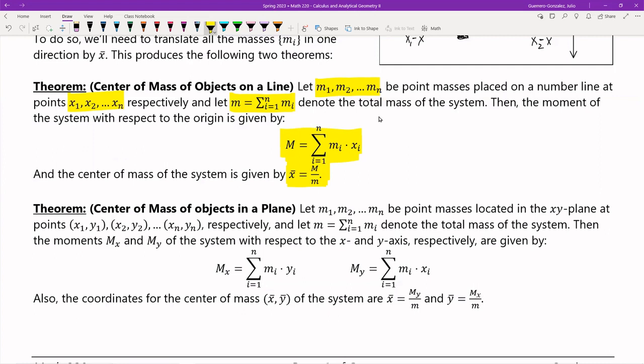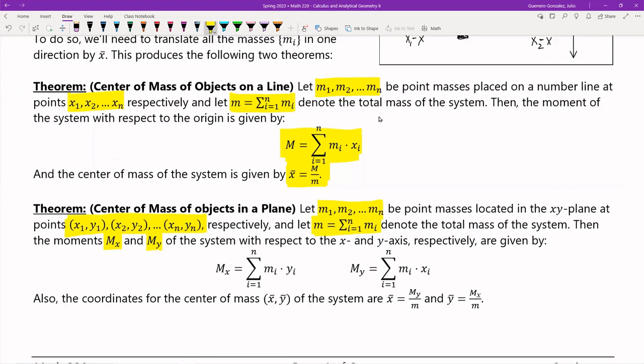All right, so now let's go ahead and do the two-dimensional one, which is the one from below it: the center of mass of objects in a plane. So suppose you have a bunch of masses, and you place them on an xy plane. Just like before, it has a total mass. Then we can calculate the moments with respect to the x-axis and the moments with respect to the y-axis, and they're given by these equations.